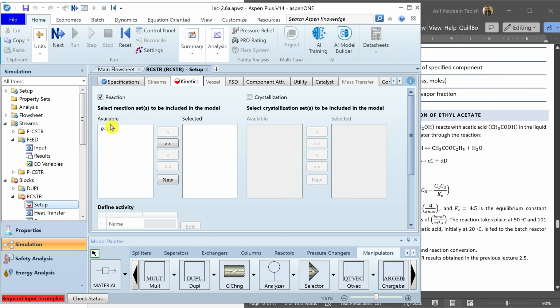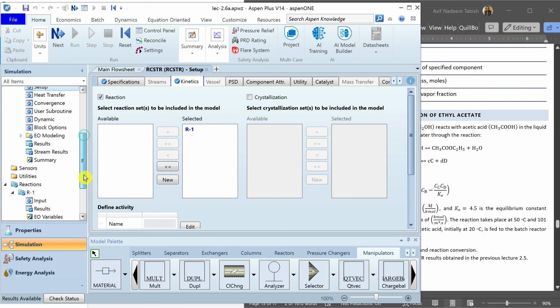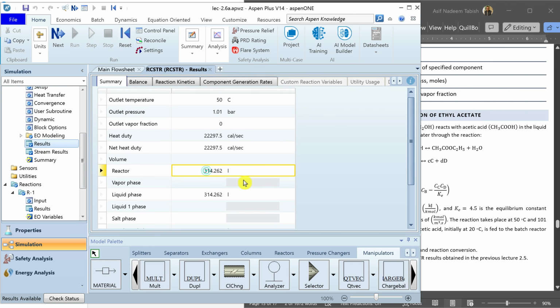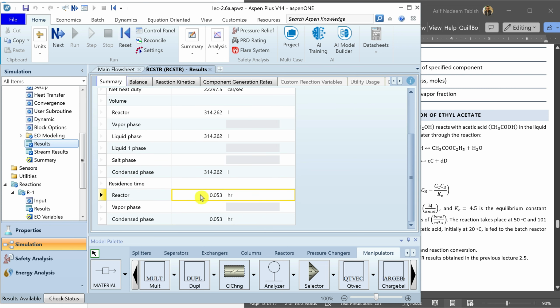On the kinetics tab, enter the reaction to the selected window. So the required inputs are complete. Save the file and run the simulation. Results for the CSTR are available. Let's have a look at the results. So the volume required is 314 liters. Residence time in hours is 0.053 hours. Have a look at the stream results.